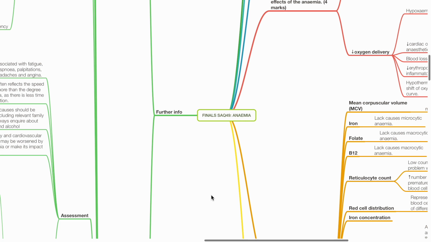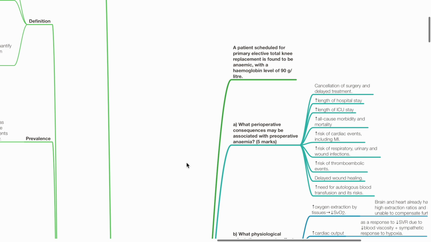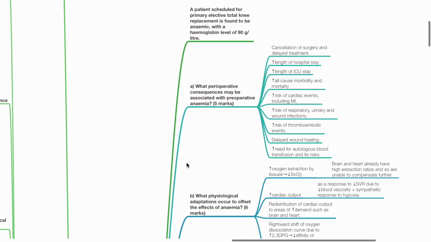Final SAQ 49, anemia. A patient scheduled for a primary elective total knee replacement is found to be anemic with a hemoglobin level of 90 grams per liter. A. What are the perioperative consequences that may be associated with pre-op anemia?